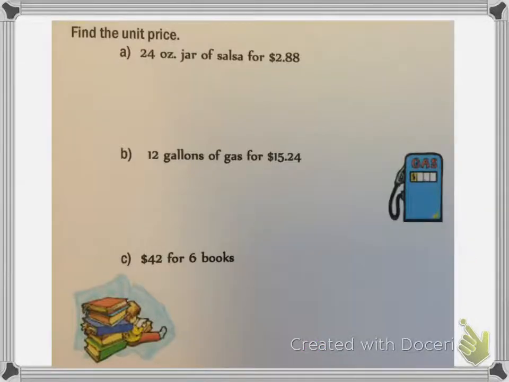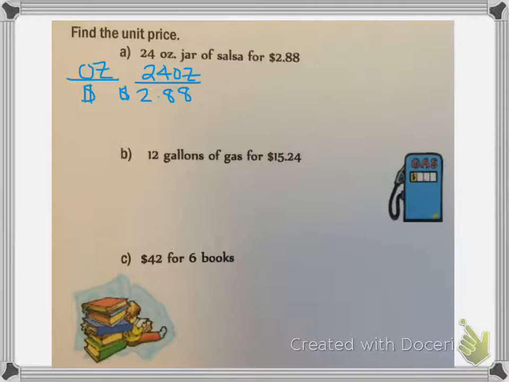Okay, now we are going to do unit price. Problem A tells us that we have 24 ounces in a jar of salsa for $2.88. So we have ounces to money. So we want to set up our first ratio, 24 ounces, and then we see through our label what goes on the bottom, $2.88. We want to find unit price.